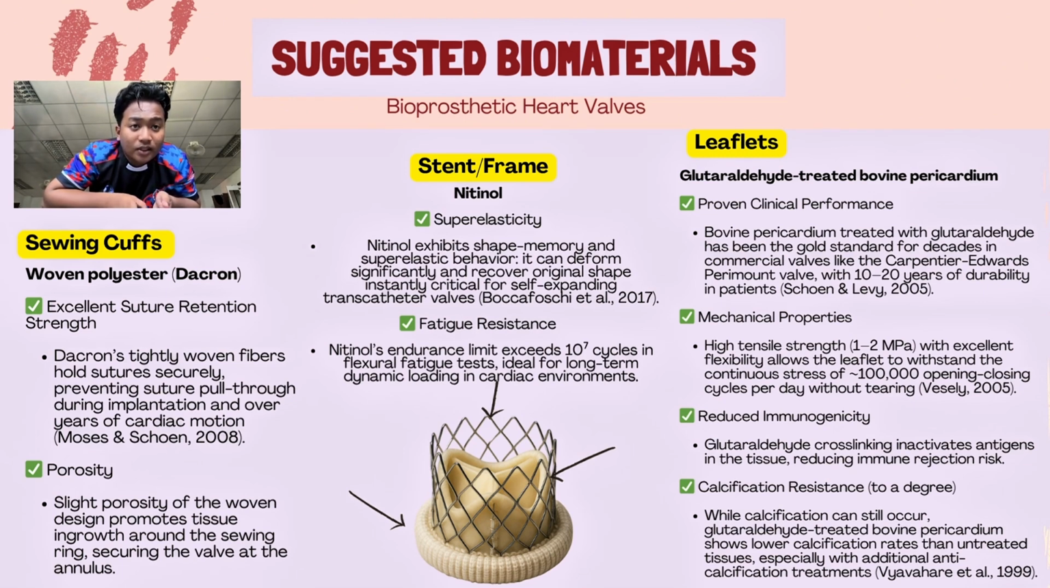Okay, third, leaflets. We propose glutaraldehyde-treated bovine pericardium as ideal. It has proven clinical performance with up to 20 years of durability, high tensile strength, flexibility, reduced immunogenicity, and lower rates of calcification compared to untreated tissue. By combining these materials and design considerations, we can create a safe, long-lasting bioprosthetic heart valve that closely replicates natural function. And so, thank you.